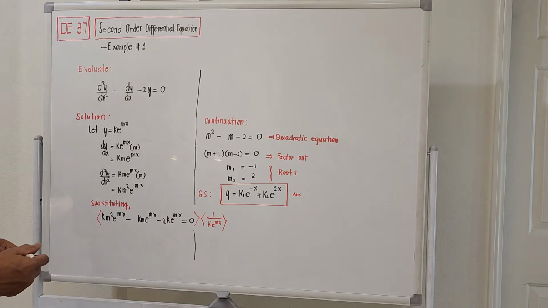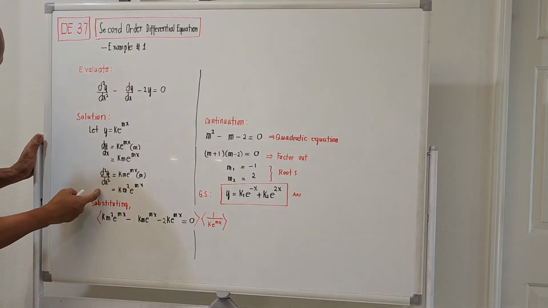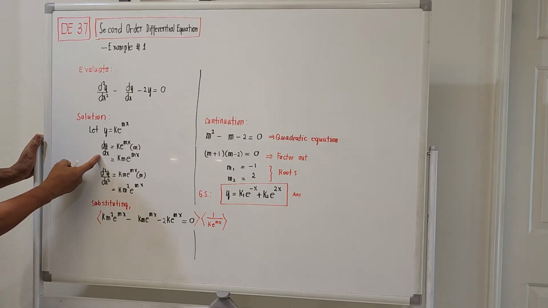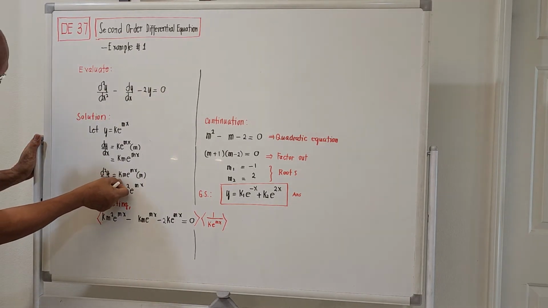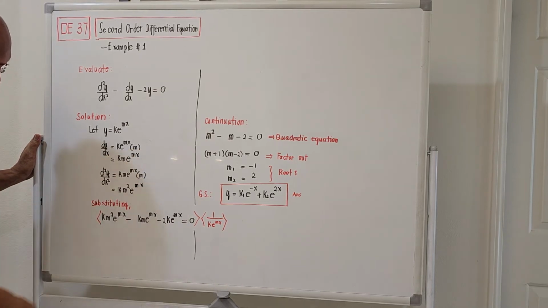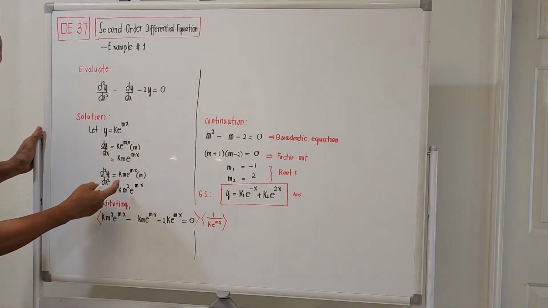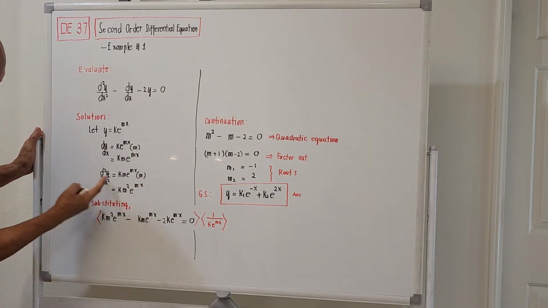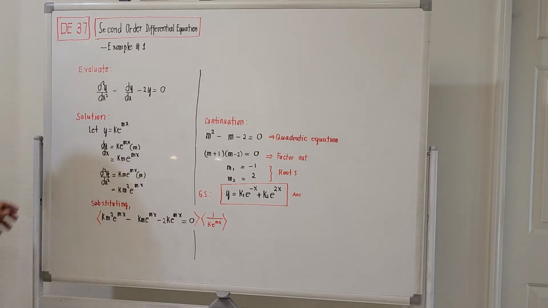Taking the second derivative, d square y over dx square, we'll take the derivative of the first derivative. That will be the second derivative. That's why it is second order, right? So this should be km e raised to mx, times m. M times m is actually m square. So what comes out for the second derivative is km square e raised to mx.